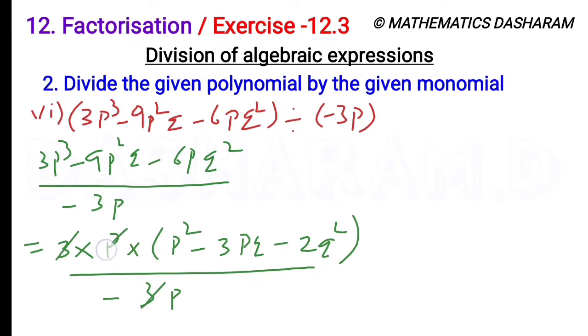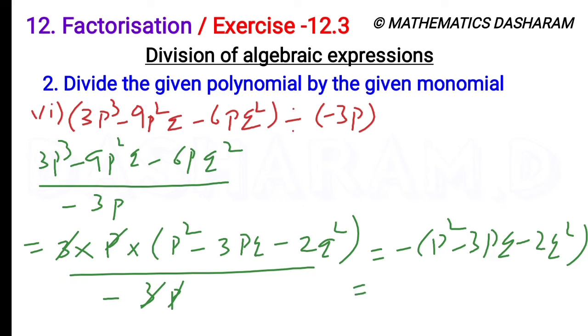So 3 and 3p cancel, but here the minus did not get cancelled, so minus applies to the numerator. So p square minus 3pq minus 2q square. Now multiply the minus inside: minus p square plus 3pq plus 2q square.